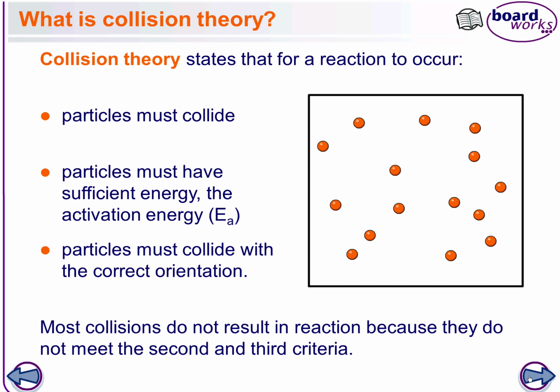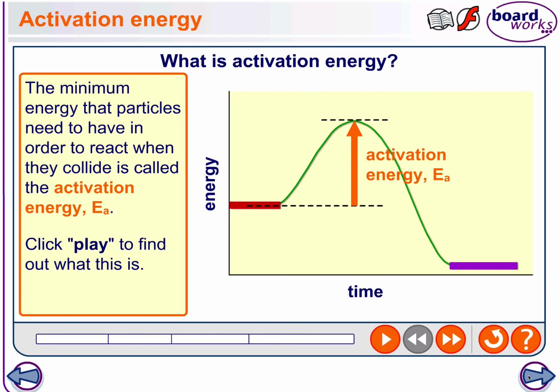For some reactions, particularly organic ones, the particles must also collide with the correct orientation, and that basically means that they need to be arranged at the right sort of angle when they hit each other to make sure that they react. And the reason why most collisions don't result in a chemical reaction is because they do not meet the second and third criteria. So they don't have enough energy when they collide, or they don't collide with the correct orientation.